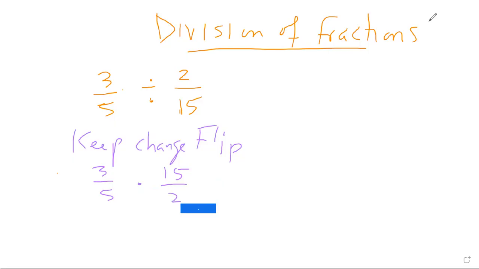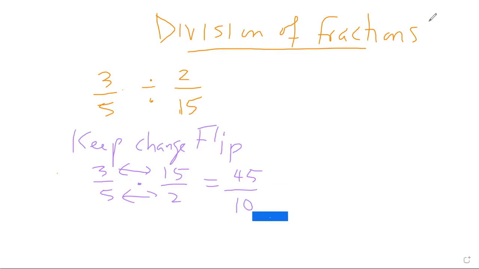So now this becomes a multiplication problem. So you either multiply across. If you've not watched the video on multiplication of fractions, please go back and watch it. You multiply across, or you could try to reduce them before you multiply across. 3 times 15 is 45. 5 times 2 is 10.